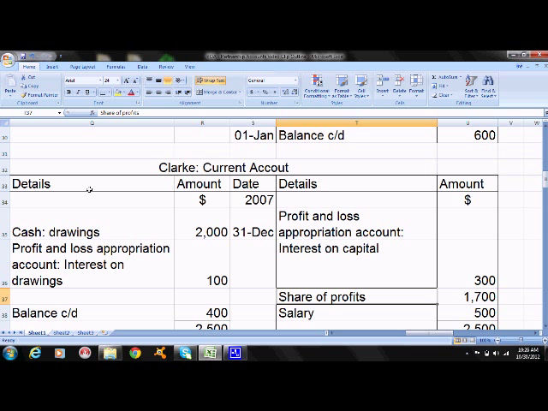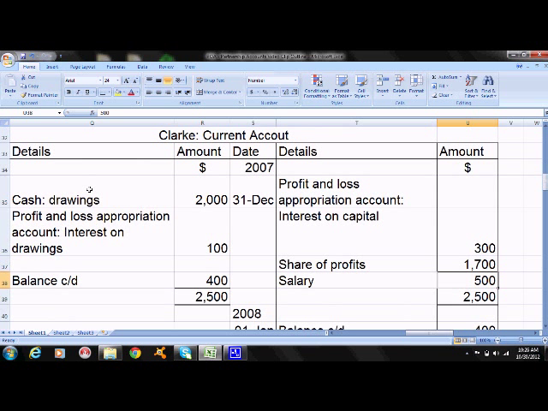And then we also credit the current account with the share of profits for Clark, which is $1,700. We also credit the current account with the salary which was scheduled for Clark, $500. We would add up everything. We get 2,500. When we add the 2,000 cash drawings plus the 100 interest and drawings, we get 2,100. Then we subtract the smaller from the bigger, and you get $400. So it's balance carried down, $400.